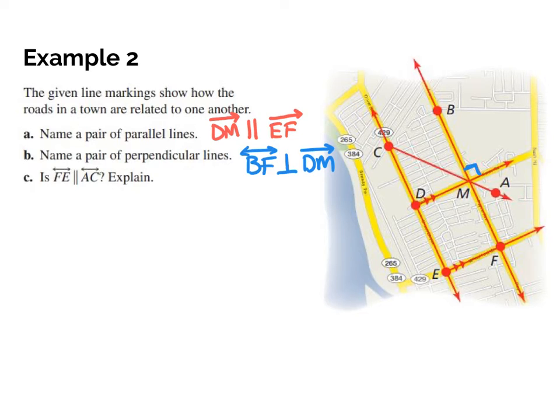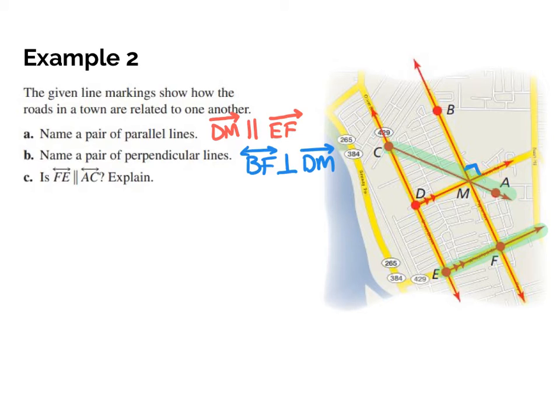All right, now the last question, C, says, is F to E parallel to A to C. So again, line F to E, parallel A to C. So I'm just going to label these real quick. I'm going to highlight them so we could see. F to E would be this line right here, and A to C would technically be this line right here. And I want to know, are those two lines parallel?